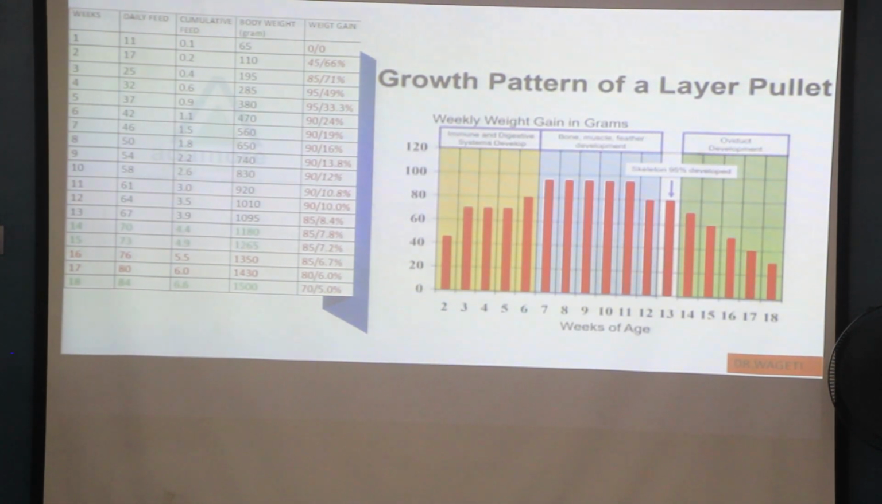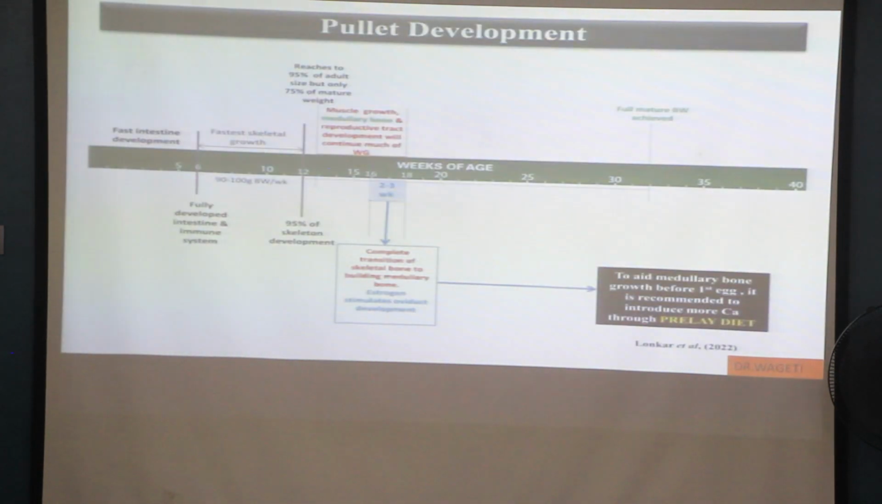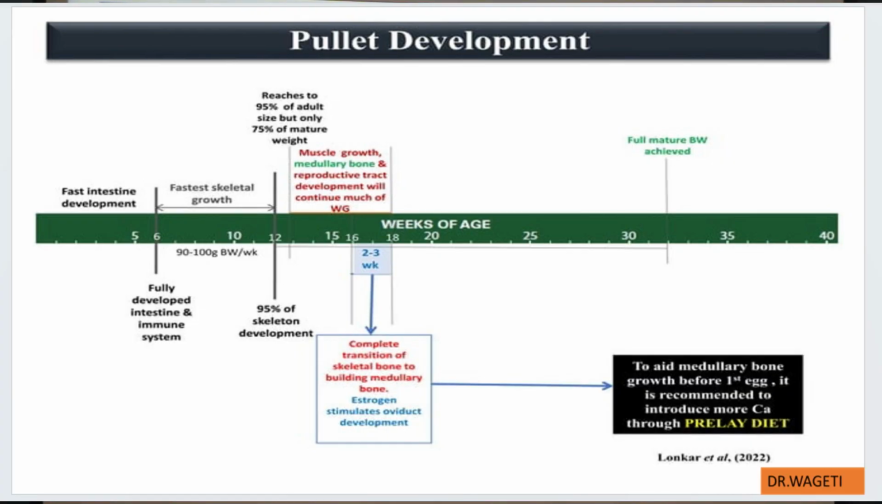Because of our time, let me just move on. This is product development. Just like I said before, these are the brooding first 5 days, then from 6 to 12 weeks. What I want all of us to understand is that by 12 weeks, your birds have attained 95% of adult size and 75% maturity.